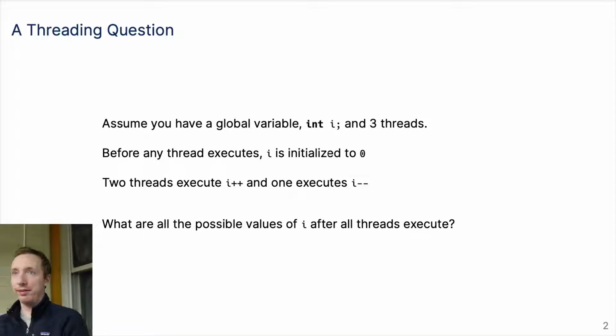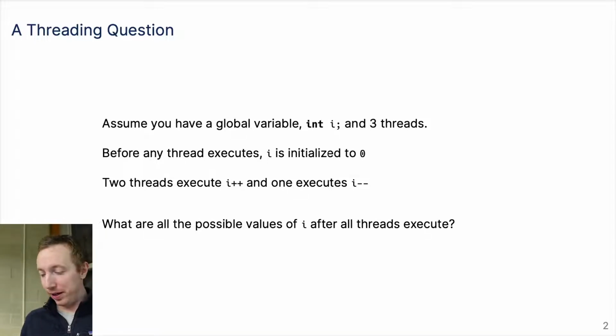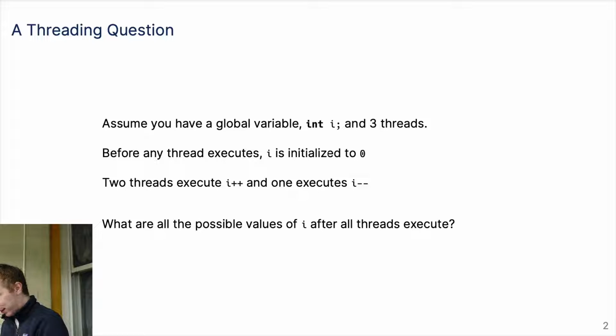So this is saying if you have a global variable int I and 3 threads, before it executes the value of I is 0, and then you have 3 threads, so 2 are going to execute I++, 1 executes I--, and the question is, what are all the possible values of I after all the threads execute? I'll give you a second to think about that, and then we can go over it.